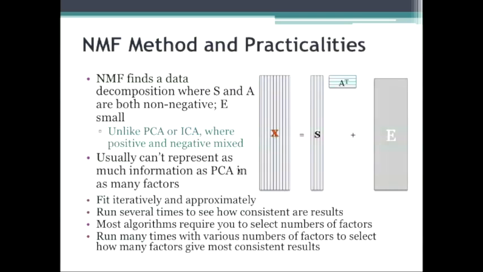But the drawback, as you might guess, is that with the restriction that these be positive or zero, or at least non-negative, that very much limits us in how closely we can get to our original data matrix. So we usually cannot summarize as much information with non-negative methods as we can with, say, PCA or factor analysis. But on the other hand, the results we do get are usually much more interpretable.